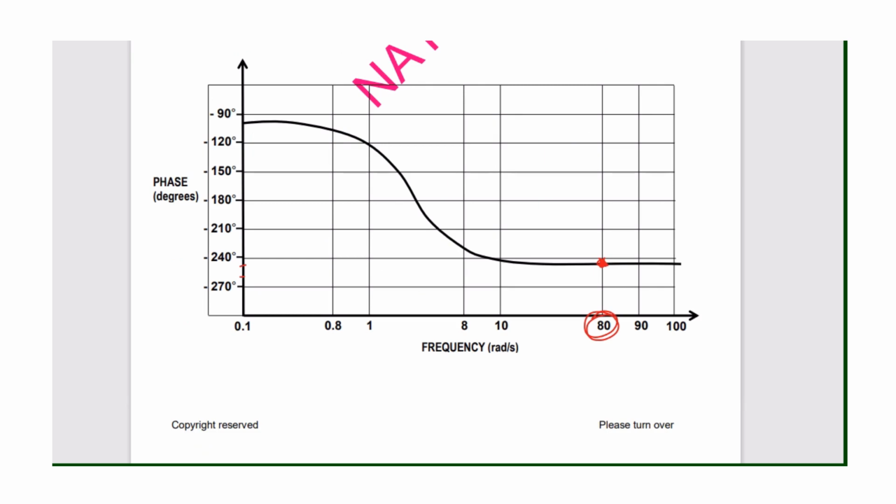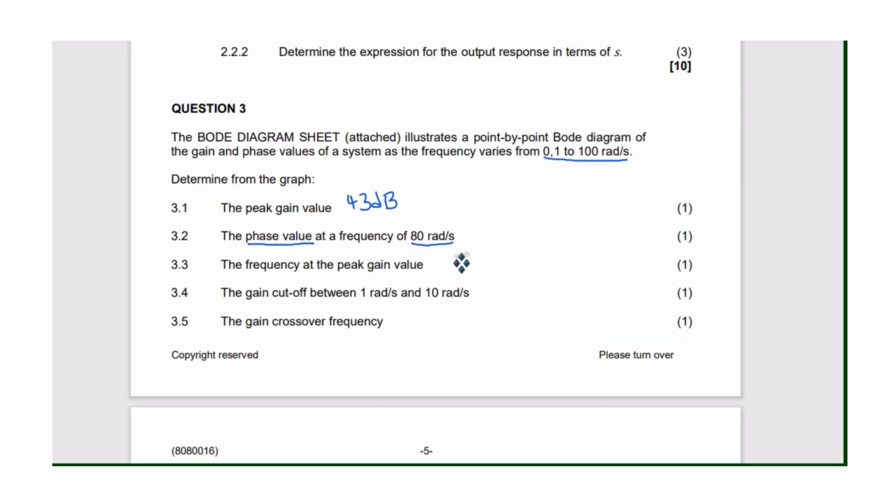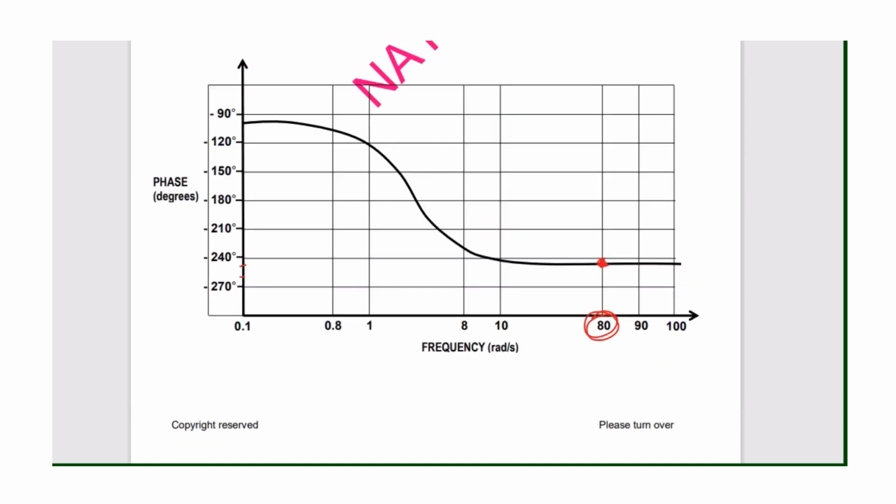But also pay attention, your phase is always negative. So this is negative 250 degrees. Now the frequency at the peak gain value. Now the frequency at that value of 43 decibels. So they're looking for what? Rad per second at peak gain. So we are doing that.